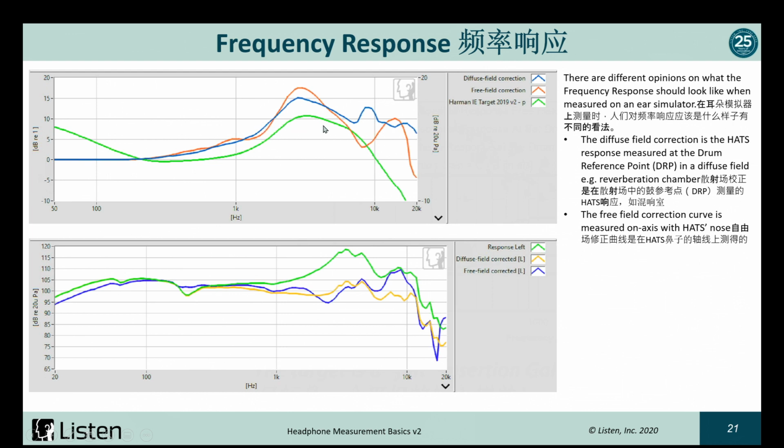And then Harman decided above 10 kilohertz just to roll off the frequency response or the target, partially because it's just very unrepeatable. As I mentioned, the 711 traditional couplers don't really accurately reproduce human hearing above 10 kilohertz. And they just decided that it would be easier to make a standard curve.